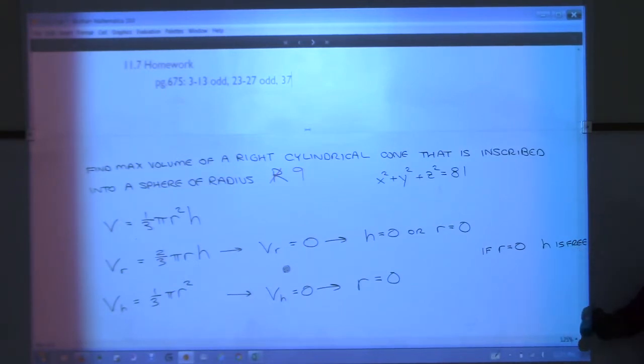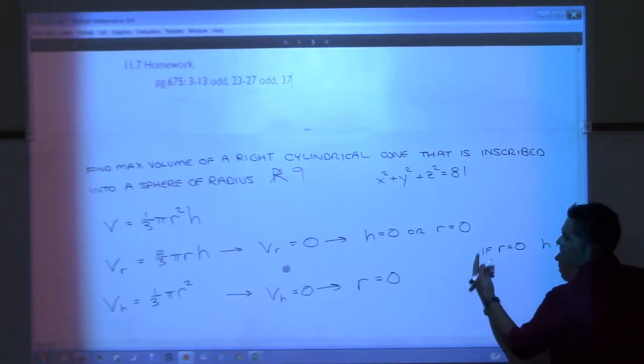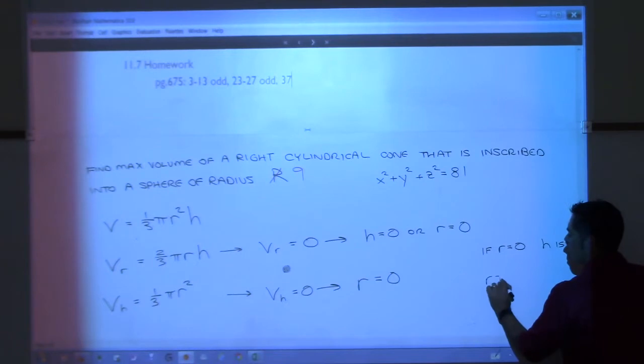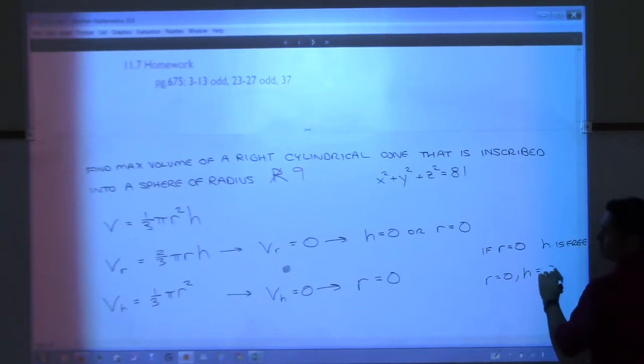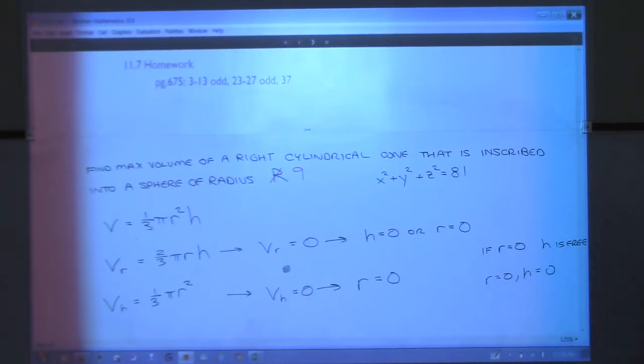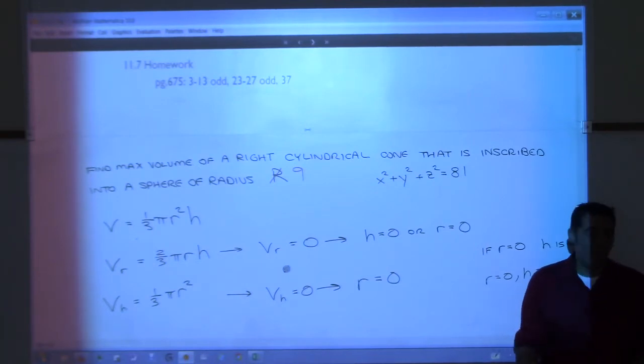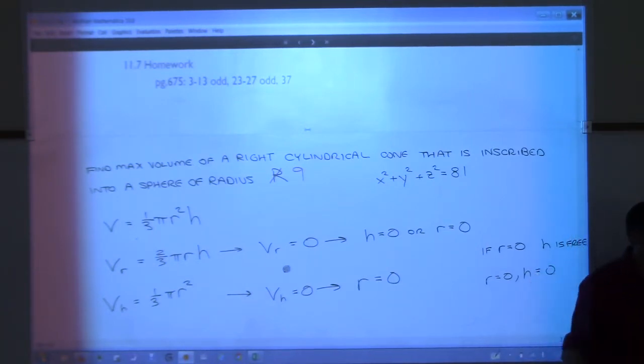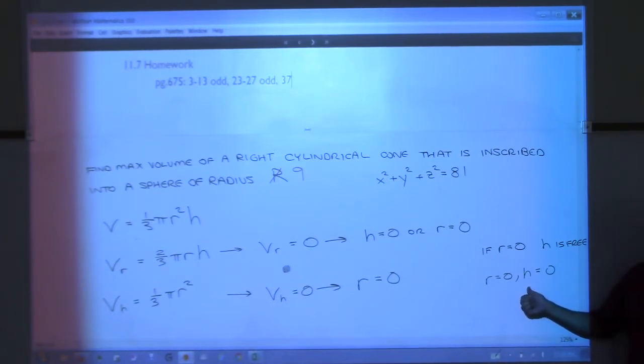That's like an entire line, if you're thinking of it in terms of x and y. Now, what about the other possibility? We could have r being 0 and h being 0, right? But what would our volume be at that point? 0. So what I'm getting at is that if you don't restrict the domain, you're never going to get an answer, because it's either going to be 0 volume or basically an infinite volume.